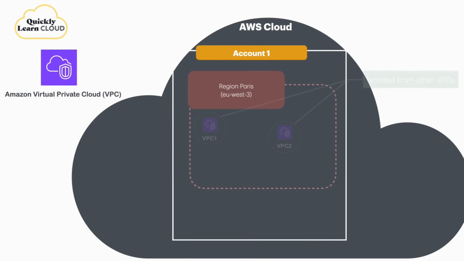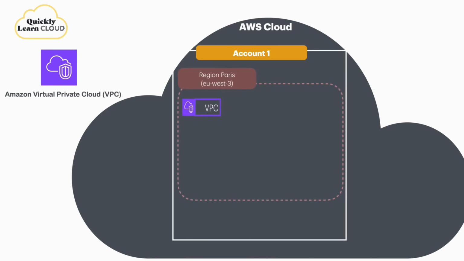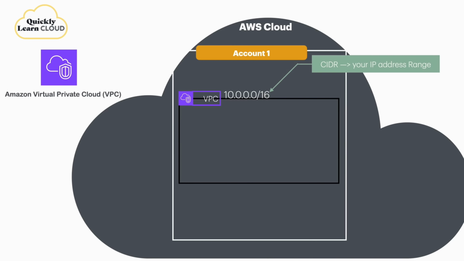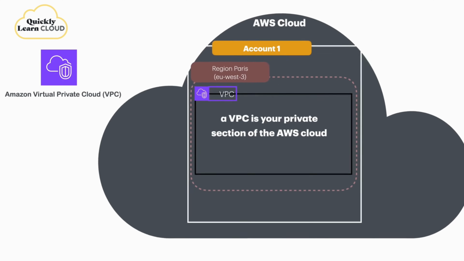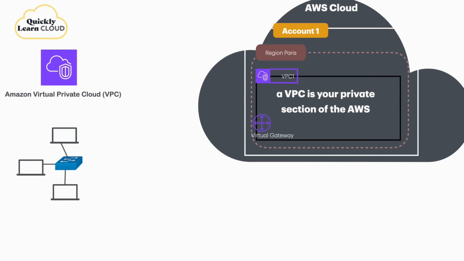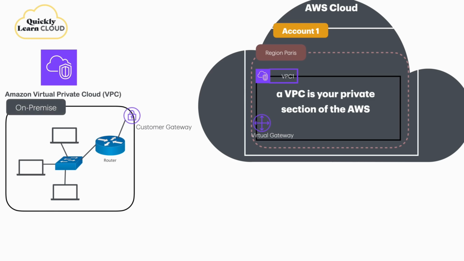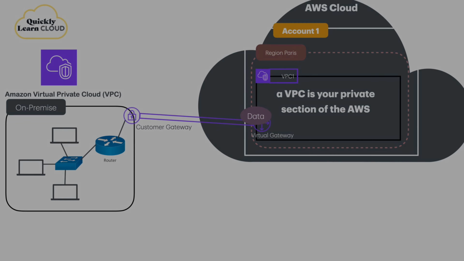AWS VPC allows you to launch AWS resources in this logically isolated network. It gives you full control over your networking environment, including the ability to select your IP address range, create subnets, and configure route tables and network gateways. In essence, a VPC is your private section of the AWS cloud, where you can design and deploy your cloud infrastructure just as you would in a traditional on-premises network. The flexibility and control you get with VPCs make them the backbone of any robust AWS cloud architecture.